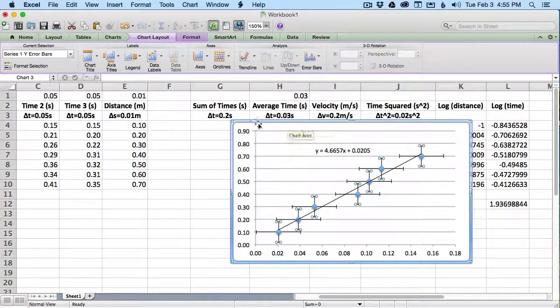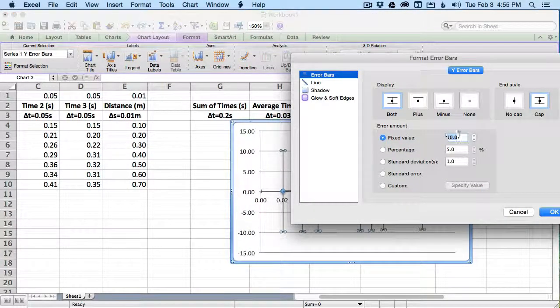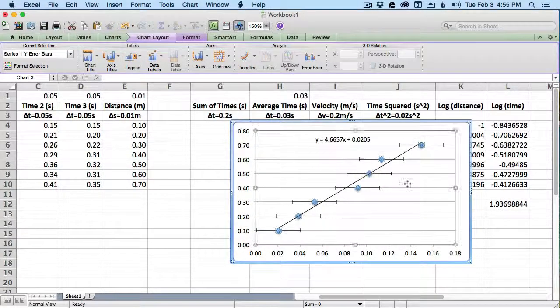On the y-axis, the distance, my uncertainty is 0.01. So we'll format this. I'm guessing this is going to be much less. 0.01 is a fixed value. Hit OK. And yeah, they've basically disappeared. I cannot see those uncertainties anymore. So now, IB only asks for uncertainties for one axis. In this case, it is my time that is the very uncertain axis. Of course, in your evaluation, you want to talk about why your time was so uncertain. You'd want to certainly mention that, but for now, we're just going to leave it as is.